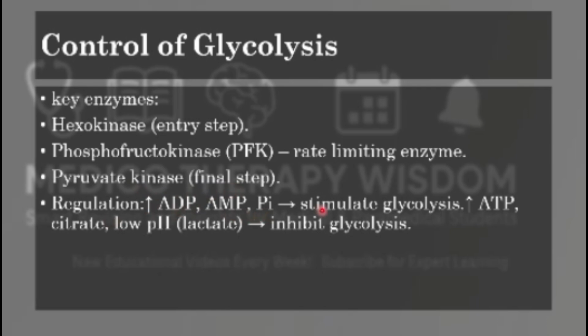In this, when ADP increases, AMP and Pi will be there, and it will stimulate glycolysis. Then when ATP increases, with citrate and low pH from the lactate, it will inhibit glycolysis. So phosphofructokinase acts like the main gatekeeper. When the energy demand is high, it speeds up, and when the ATP is enough, it slows down. So phosphofructokinase acts as the main gatekeeper.